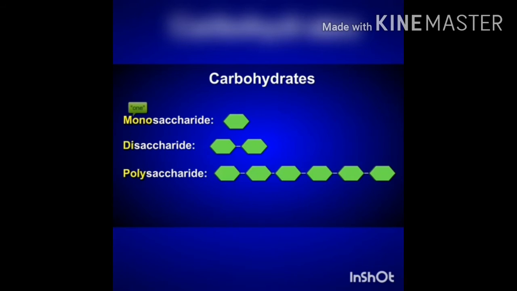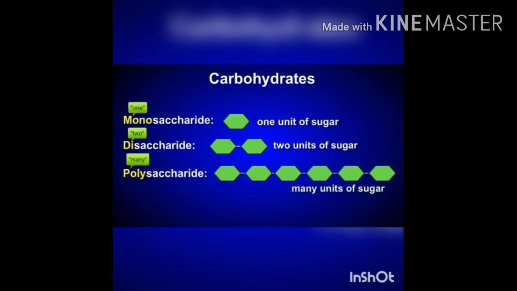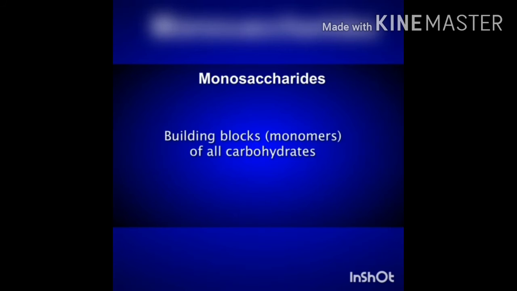Mono means one, so a monosaccharide is a carbohydrate made of 1 unit of sugar. The prefix di means 2, so a disaccharide is a carbohydrate made of 2 units of sugar. And poly means many, so a polysaccharide is made of many sugar units bonded together. Let's talk about monosaccharides first. Monosaccharides are the building blocks, or monomers, of all carbohydrates.